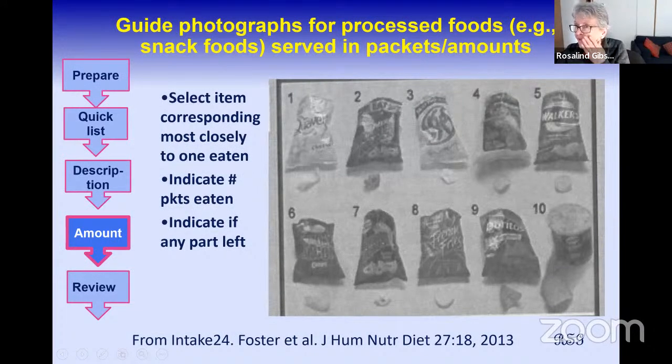Snack foods are very, very common, particularly consumed by young children. And here we have an example of what they used in the UK for assessing processed foods such as snack foods. They had pictures of the commonly consumed snack foods, and they showed it to the respondent and asked them to select the item that was most closely the one that they consumed. And also the amount of the packets that they ate. Was it one packet or more than one packet? Or did they only eat half a packet?